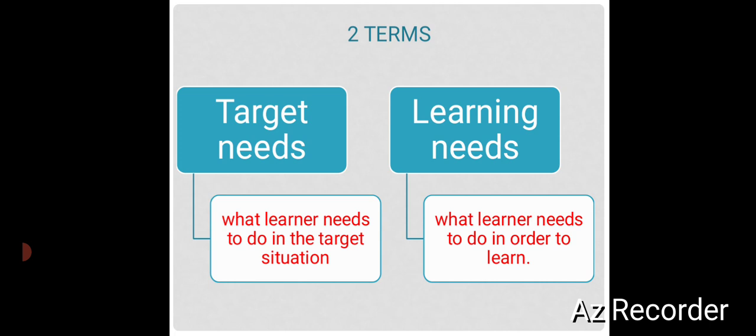And then learning needs: what the learner needs to do in order to learn. So this is all about the learning itself. In order for them to be able to learn, what should they do? Okay, so there are two differences here. Target needs is what the learner should do in the target situation, and learning needs is what students need to do to enable them to learn.